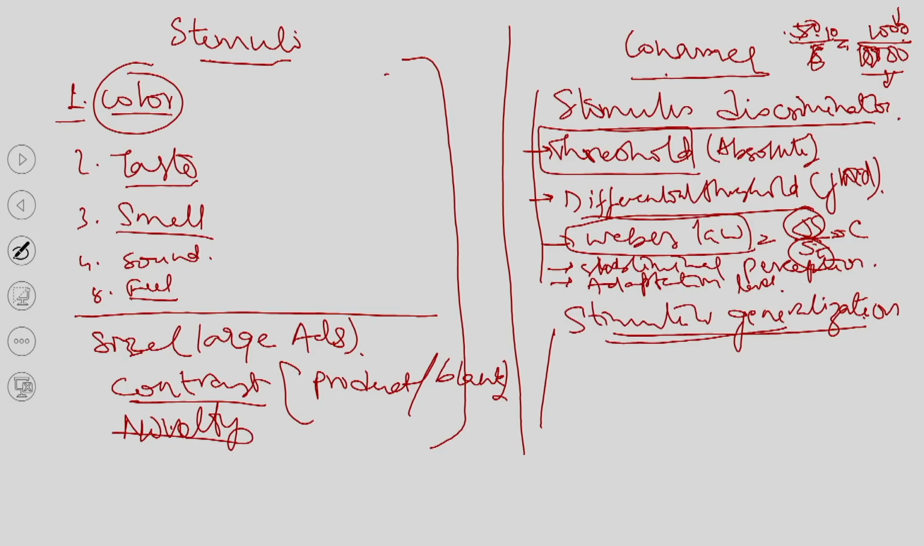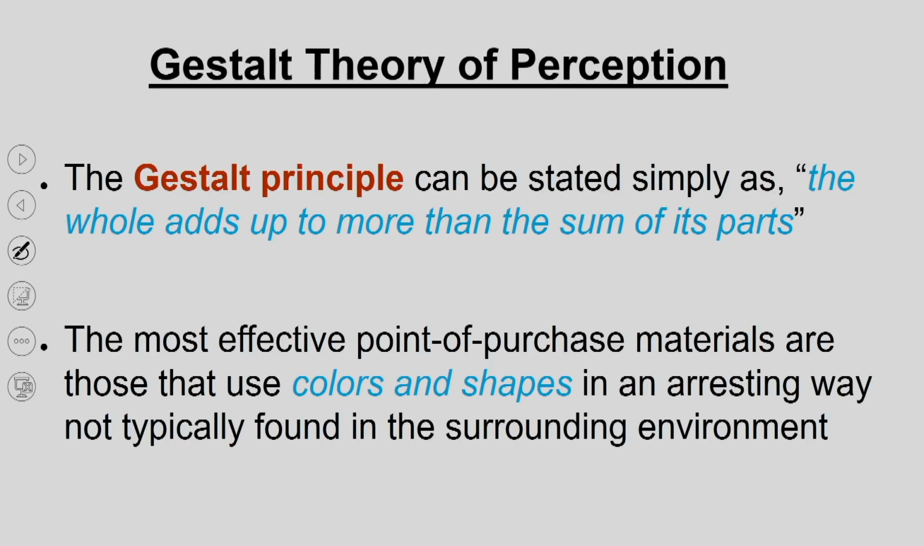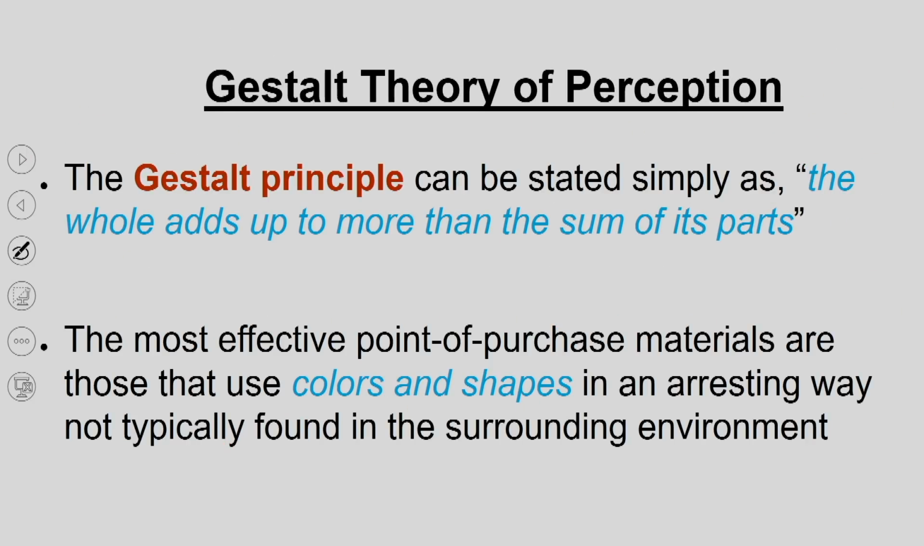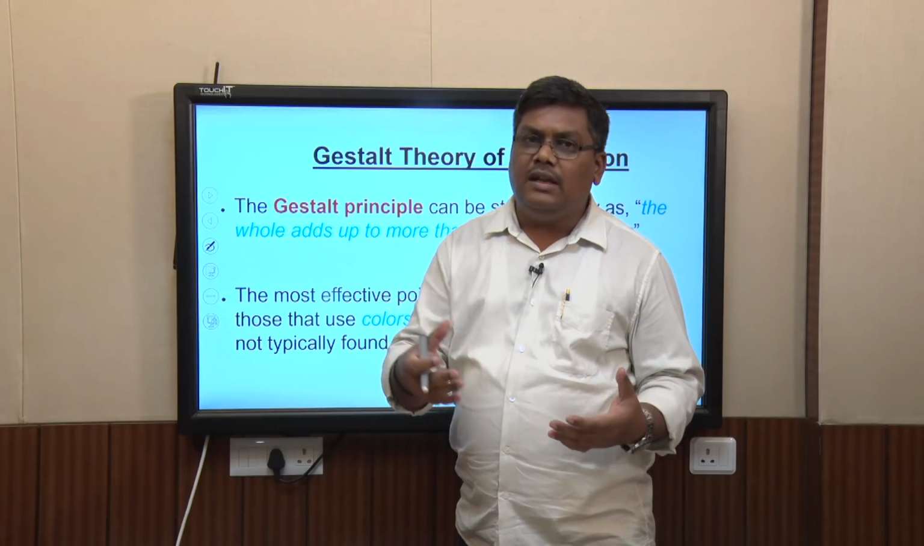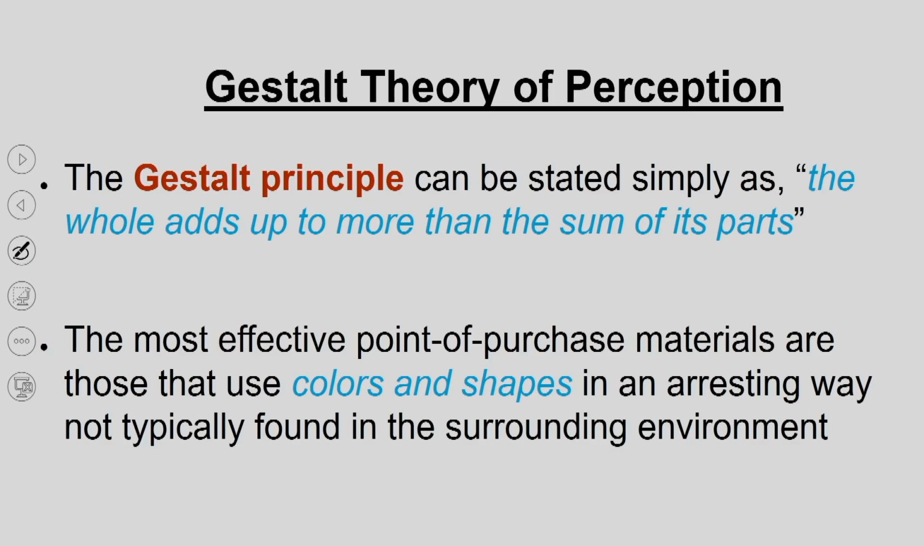So let us then move forward. These were the stimulus factors which affect stimulus perception, or basically the way consumers respond in the market. The other factor which makes consumers respond in the market in a different way is the Gestalt theory of perception, or Gestalt factors. And so what are Gestalt factors? Let us look at first what the Gestalt factors are.